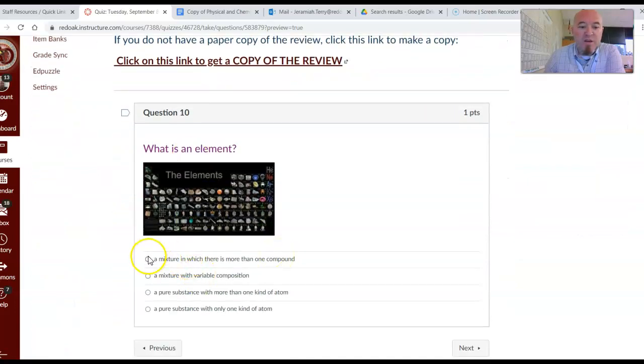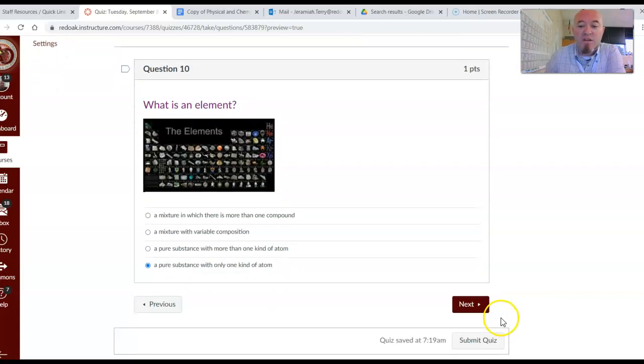Question 10, what is an element? Is it A, a mixture in which there's more than one compound? B, a mixture with variable composition? C, a pure substance with more than one kind of atom? Or D, a pure substance with only one kind of atom?